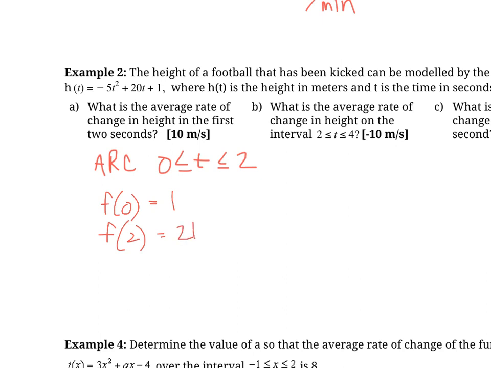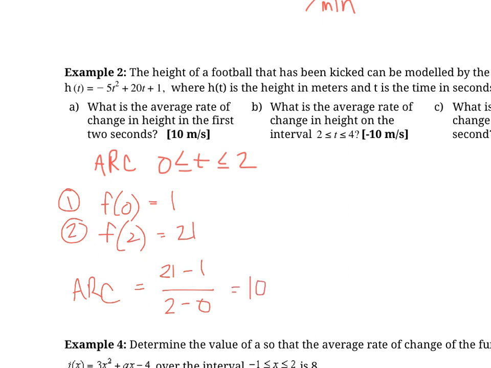Now we know what the function is at 0 and at 2. If we call this our starting point and this our ending point, our average rate of change is just y2 minus y1 over x2 minus x1. So our y2 minus y1 is 21 minus 1, over our x2 minus x1, 2 minus 0, which gives us 10.